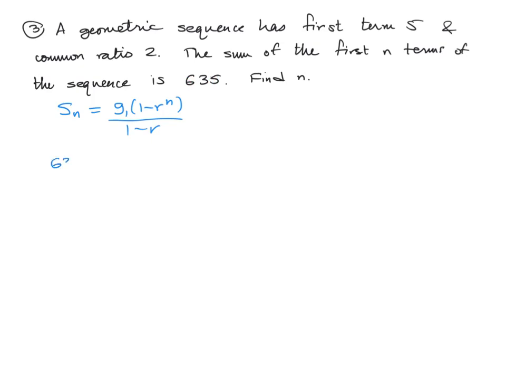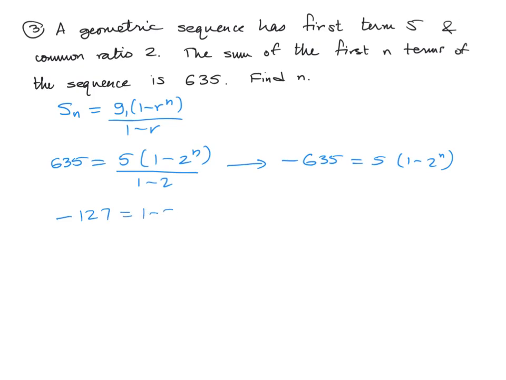So I do 635 equals g1 we said was 5, 1 minus r we said was 2, so 2 to the n, all over 1 minus 2. Well, 1 minus 2 is just negative 1. So why don't I multiply both sides by negative 1, and I get negative 635 equals 5 times 1 minus 2 to the n. Divide both sides by 5. So I get negative 127 equals 1 minus 2 to the n. Subtract 1 from both sides, so negative 128 equals negative 2 to the n. Multiply both sides by negative 1 to get positive, so 128 equals 2 to the n.